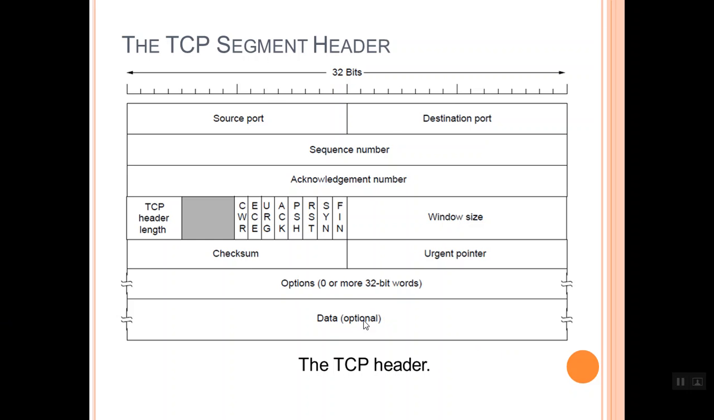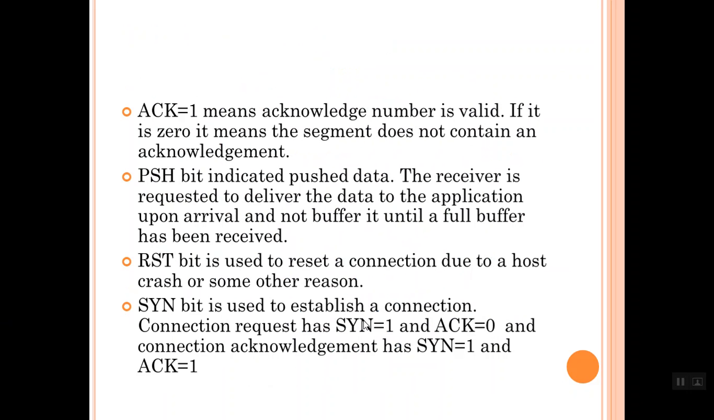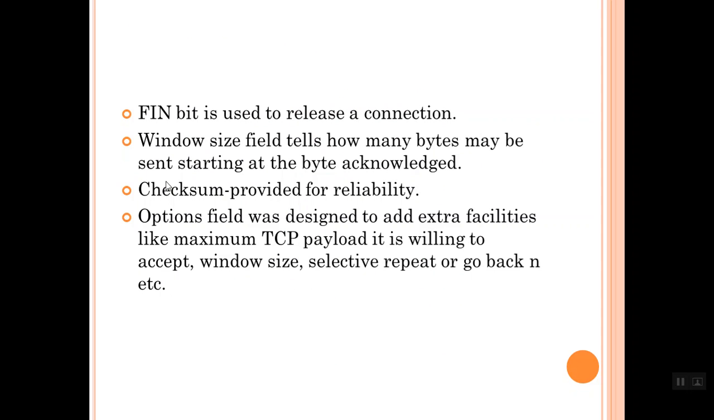Window size and options. So what is the use of window size? The window size field tells how many bytes may be sent starting at the byte acknowledged. So window size normally tells how many packets can be sent before getting an acknowledgement. If window size is 5, then you can normally send 5 packets or 5 segments.